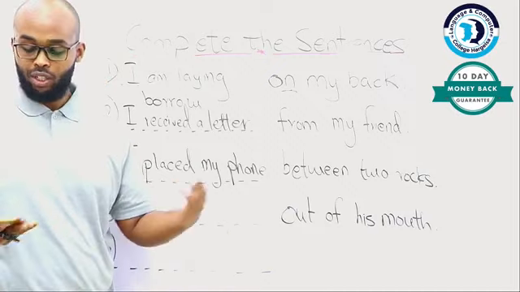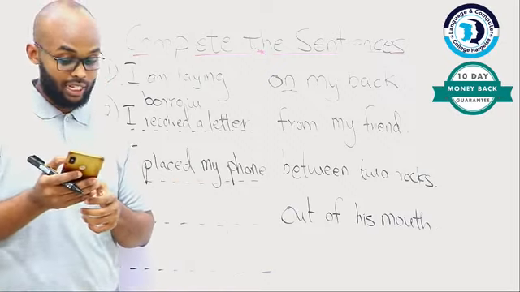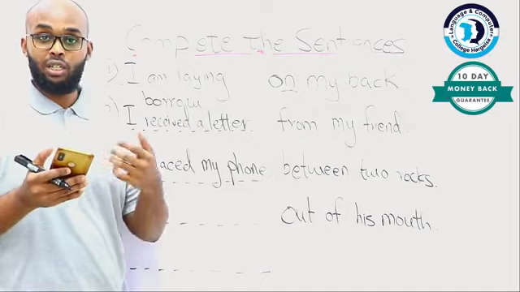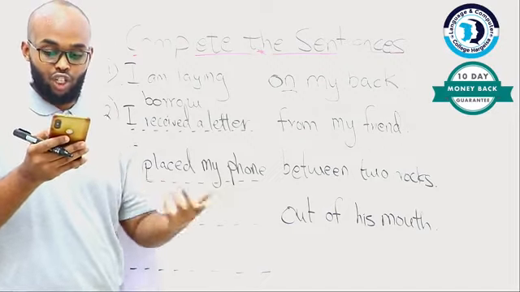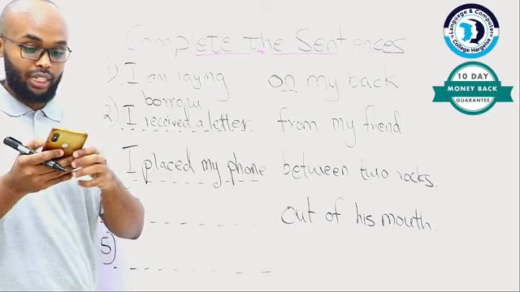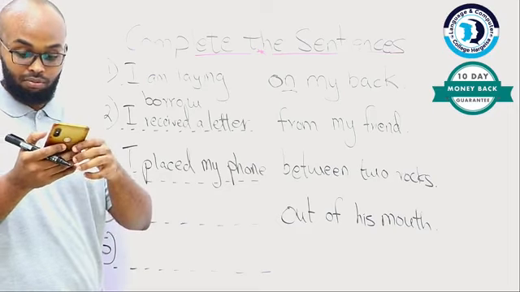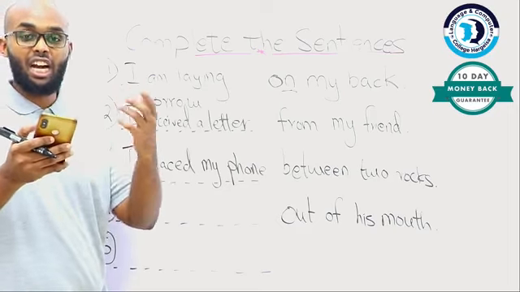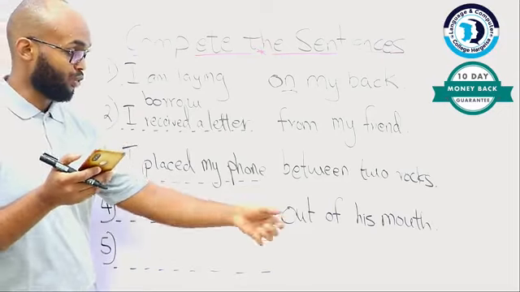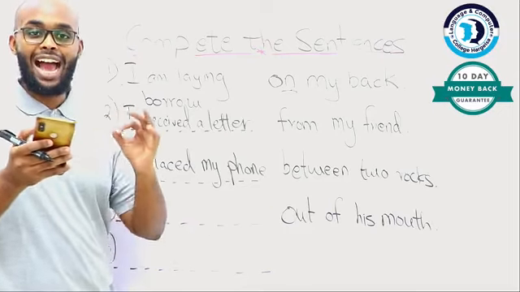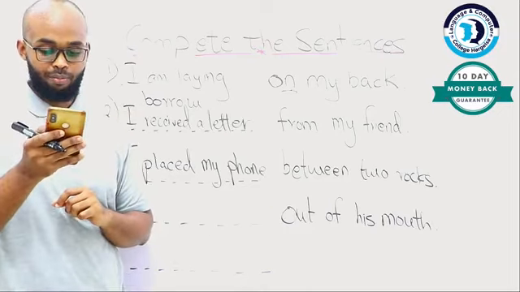So try again. Khalid, Muhammad, Umar, Ishaq, Anab, try. Juju, try. Abdurrahman, try. Give me another way. So dash out of his mouth.